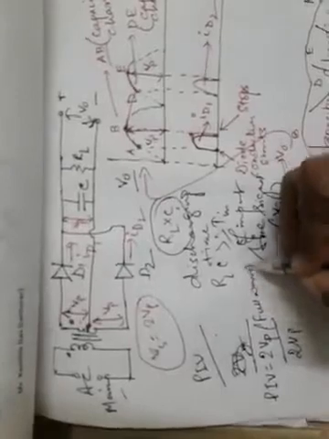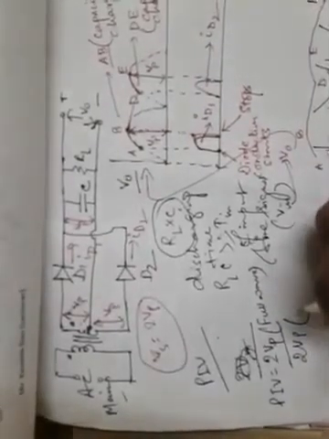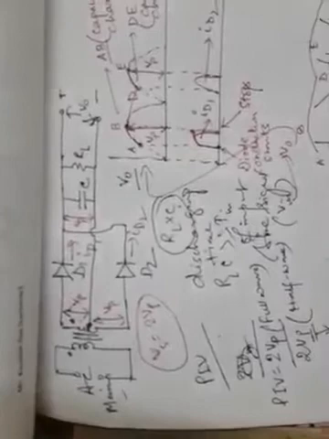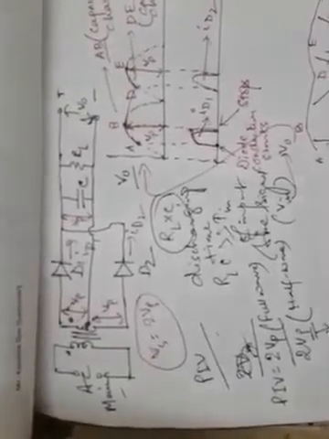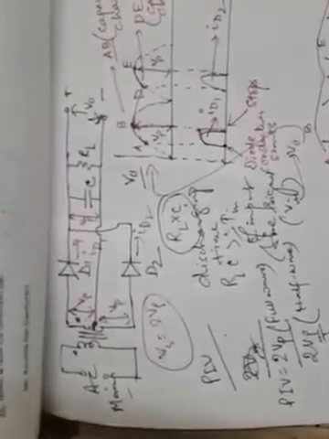So what we can see here is that this is for full wave, and for half wave the PIV is also 2 Vp, but the difference is that for half wave this Vp is nothing but the whole Vs, the total voltage across the transformer secondary. This is the difference. So we can say that when a filter is used, the PIV is increased for a half wave rectifier, but it remains the same for a full wave rectifier.